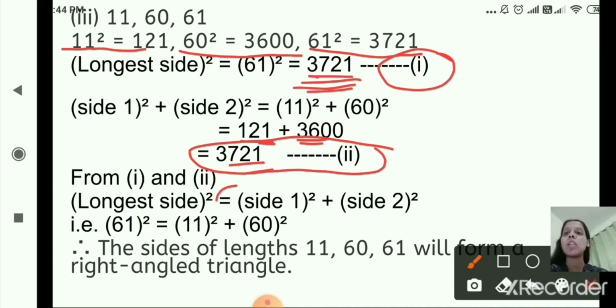So here what sign will we write down? Equal. Okay. So longest side square is equal to side 1 square plus side 2 square. That is 61 square is equal to 11 square plus 60 square. See this. Therefore what is the final statement? Therefore the sides of lengths 11, 60, 61 will form a right angle triangle. Why? Because longest side square is equal to side 1 square plus side 2 square. Yes. So sides 11, 60 and 61 will form a right angle triangle.